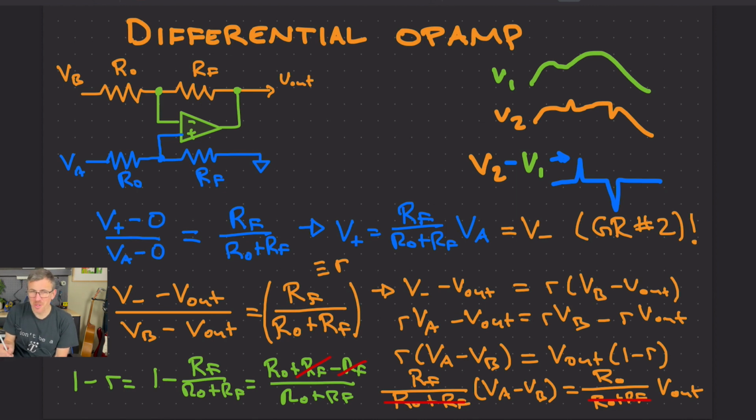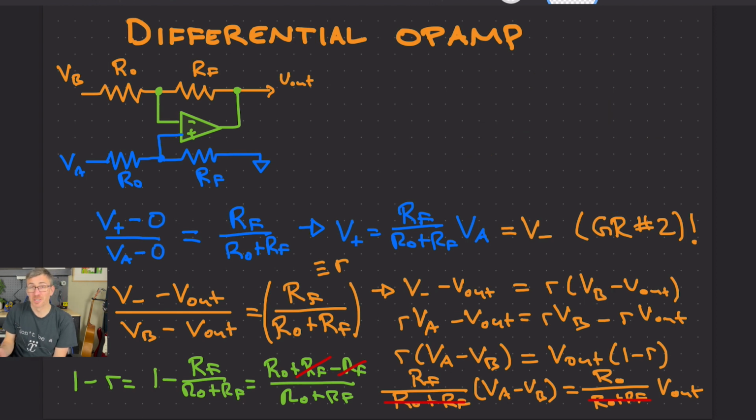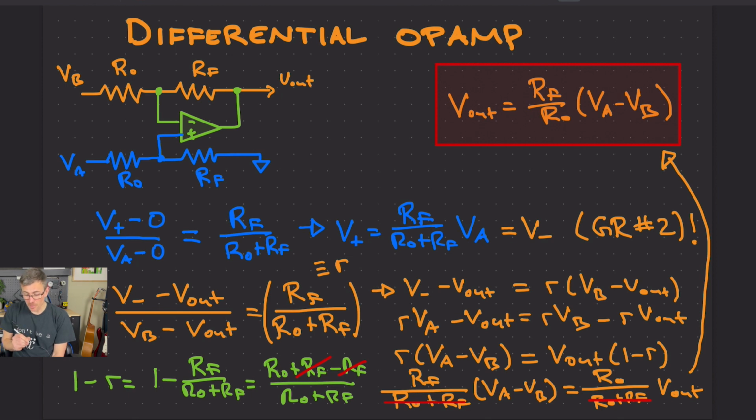So let's scooch it up to where I had drawn these two differential traces before, because we ran out of real estate. So just moving this line up here, we have V out is equal to, it looks to be, R_F over R_0 times the difference, which is precisely what we wanted. So we have a differential op-amp with adjustable differential gain now.